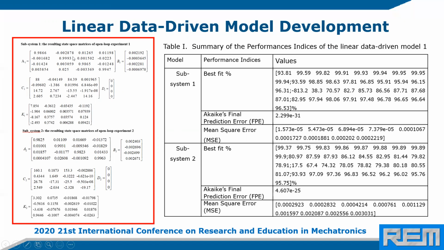Linear data-driven model results. So this is showing the estimated A, B, C, D, and also the K matrix, which is for the disturbance and the noise terms in the data we are using. At the same time, this table is showing the performance indices based on the estimation. This is the fit, this is the final prediction error, and this is the mean square error. The mean square error is small, the final prediction error is also small, and the fit, as can be seen here, is greater than 90%, except for a few exceptions.